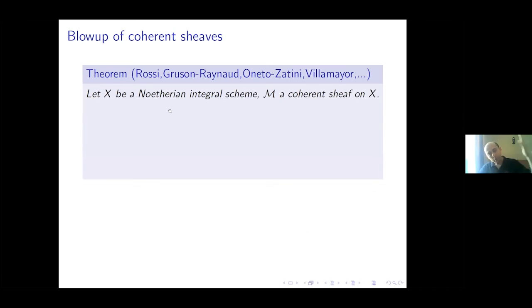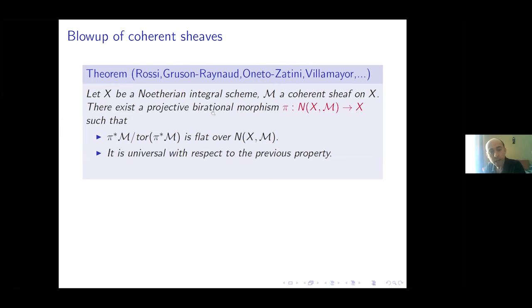This is a construction that appears in the work of several people, all these people. And it goes like this. Starting with X, a Noetherian integral scheme, and M, a coherent sheaf on X, the theorem says that there exists a projective birational morphism from some scheme to X with this property: the pullback of this sheaf, mod the torsion, is flat over this scheme, and it is universal with respect to the previous property. And this is what they all call the blow-up of X at M.